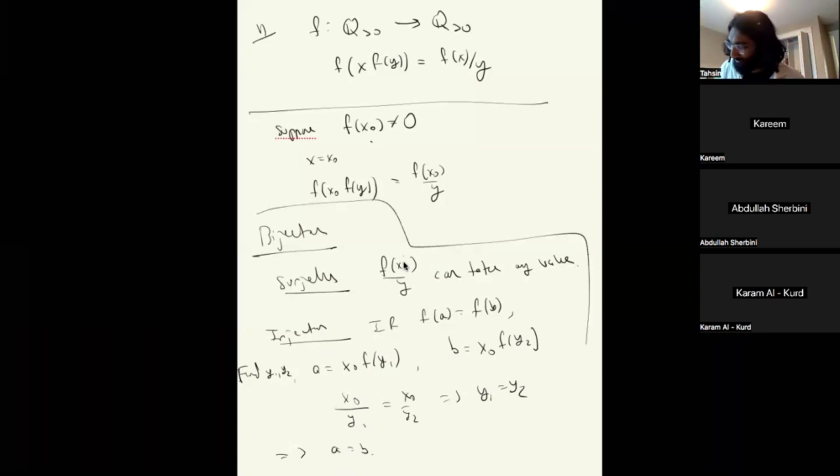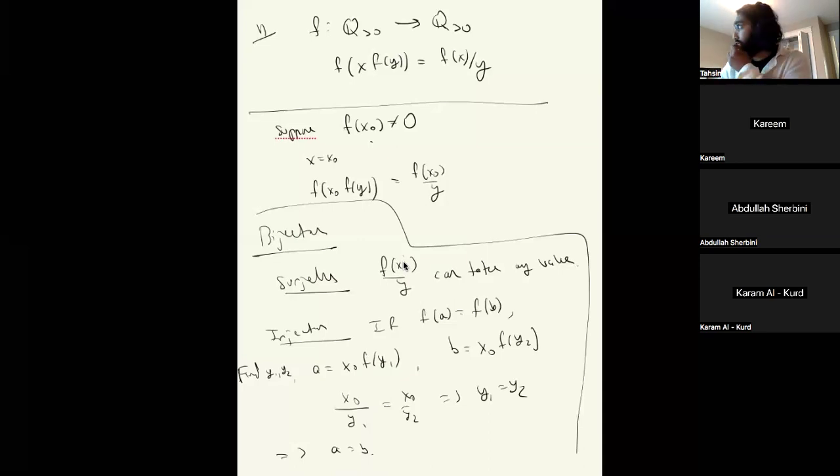Does the argument make sense to everyone? Yeah. Okay, that's very clever, Kareem. It's a very clever argument. Good. So now we know it's bijective. So now what do we do? Maybe you can plug in y equals 1, and then since it's a bijection, x f of 1 must be equal to x.